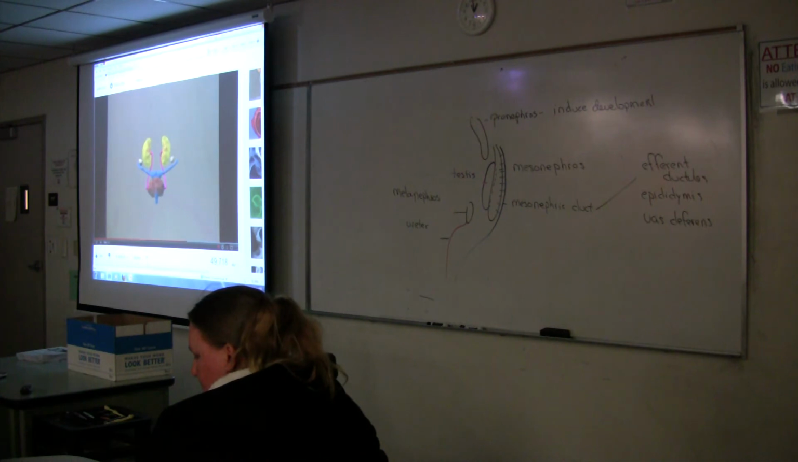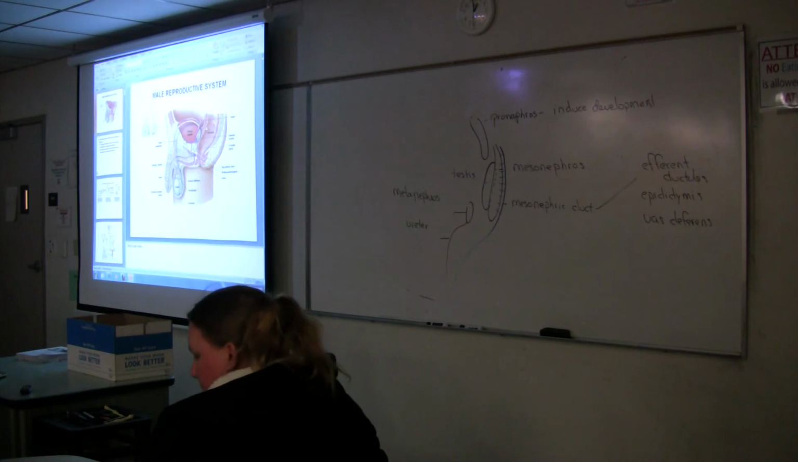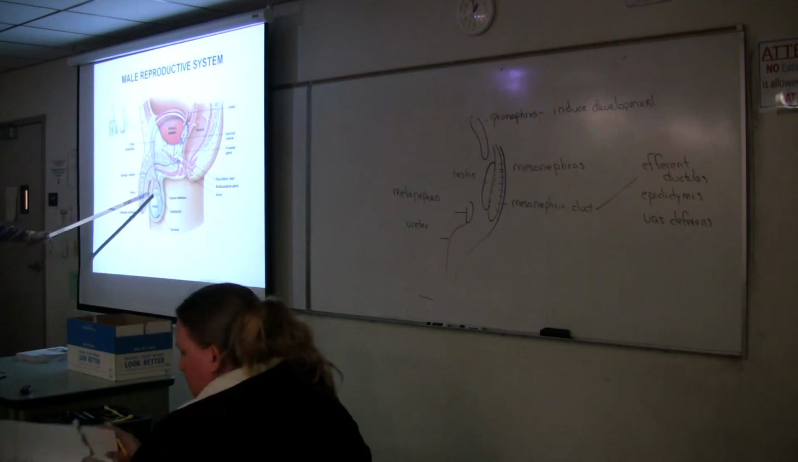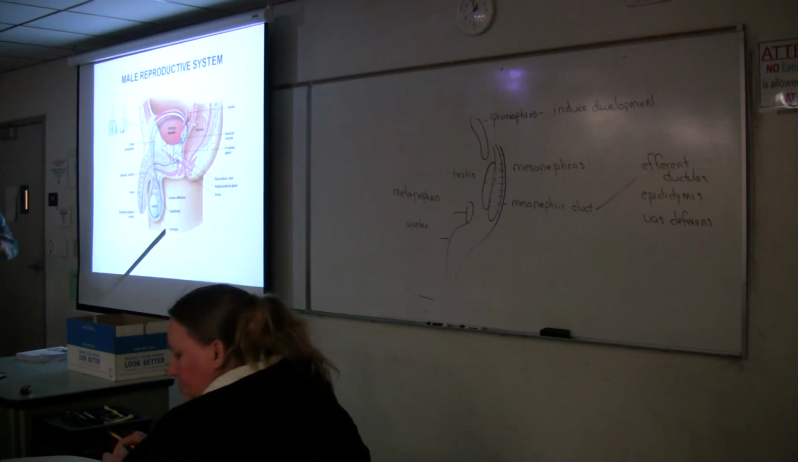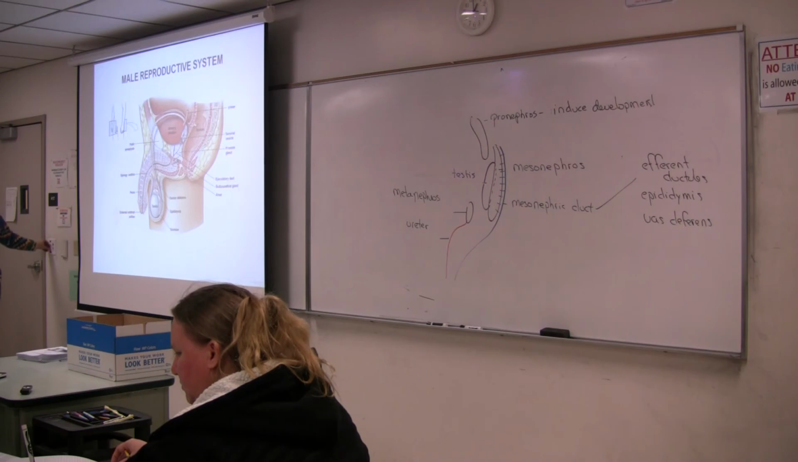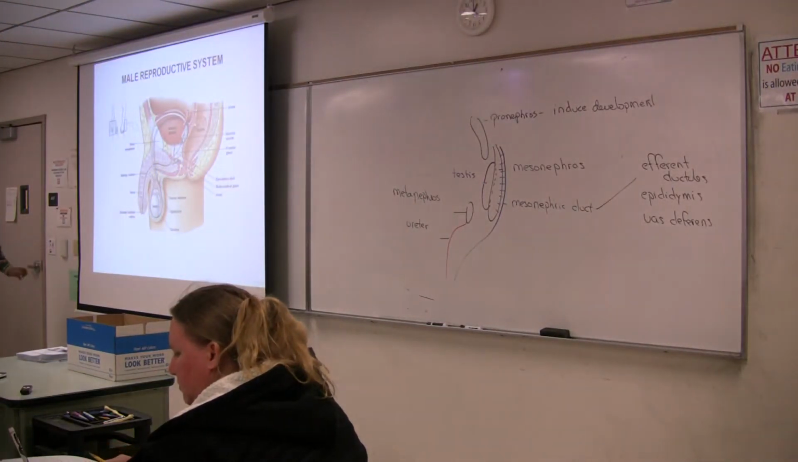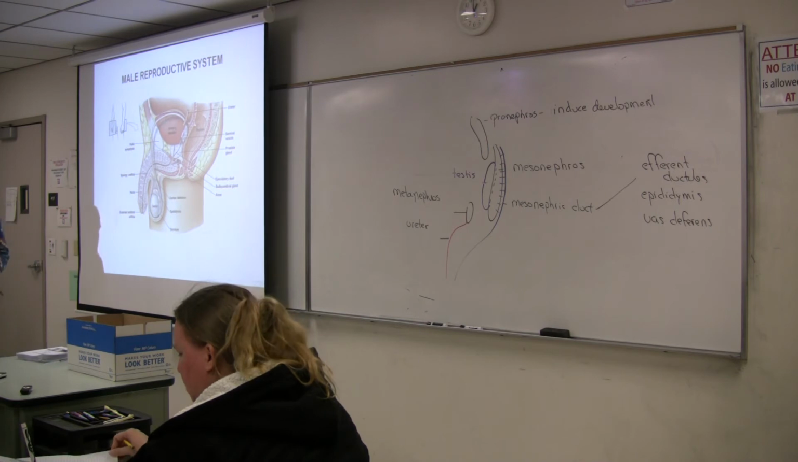All right, so let's go back to your lecture notes and look at a sagittal section of the fully developed male. We're looking at the development of the testes here. Now, where did we see them developing in the embryo? They weren't down here in the scrotum. They were way up high here along the posterior abdominal wall.